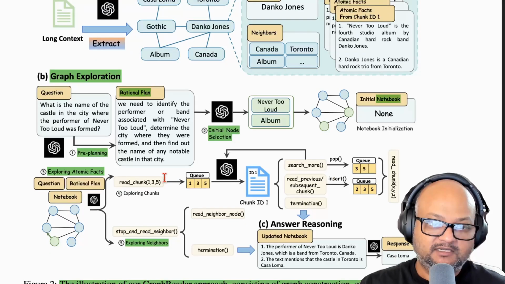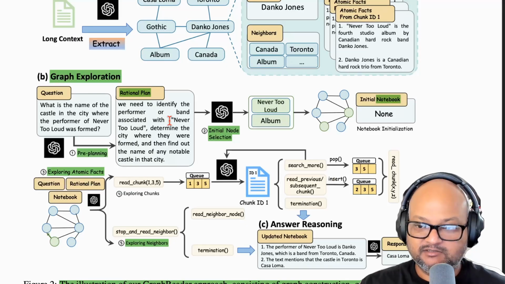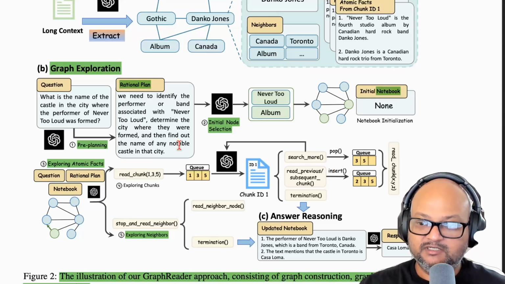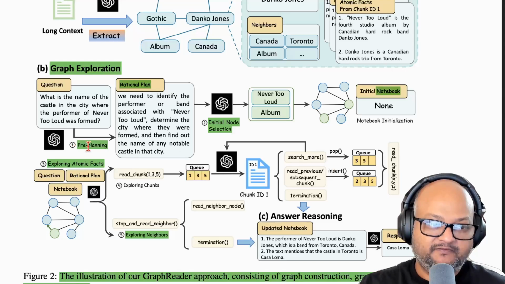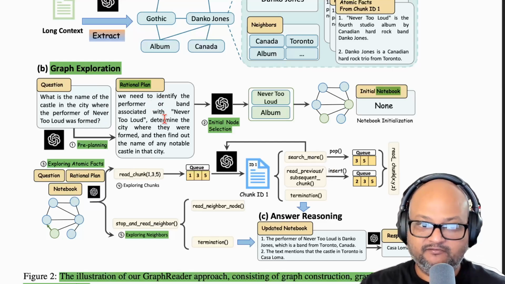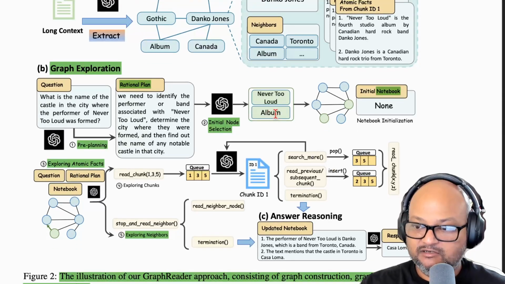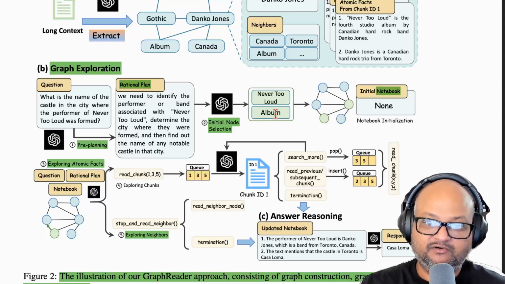Then, when it is time to query this graph to answer questions, they use a fairly elaborate agent-like workflow to traverse this graph, and they do multiple steps of reasoning. So the first step is what they call pre-planning, where given the question, they prompt the LLM to come up with a plan for answering that question. Once you have that plan, they look at the knowledge graph that they just extracted and select an initial node to begin their search for an answer.